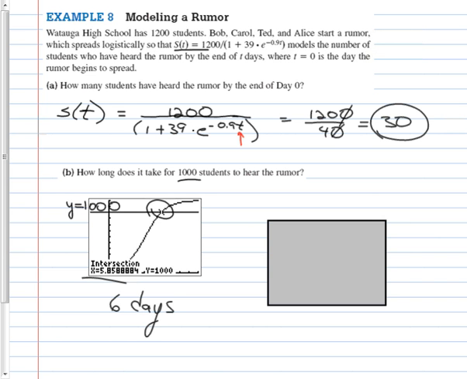Now, remember this thing peaks out. It approaches the upper limit of 1,200. But how long does it take to get there? You know, there's always 1 or 2 students that just never hear the rumor. Some of us are raising our hand: I never heard that one. Don't know how everybody else knows about it, but I never heard that one.